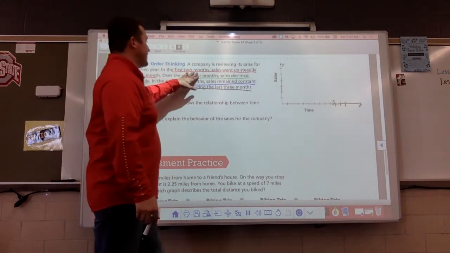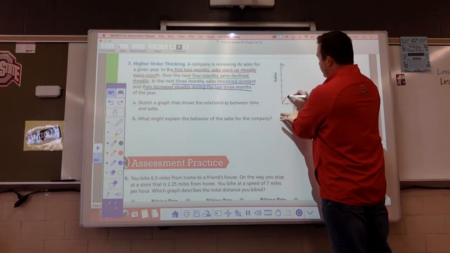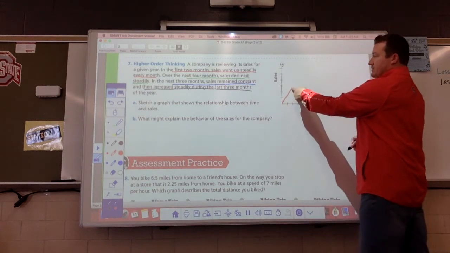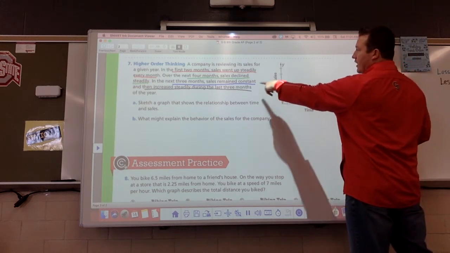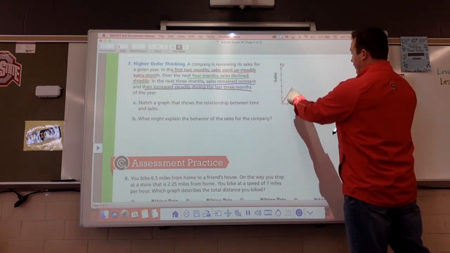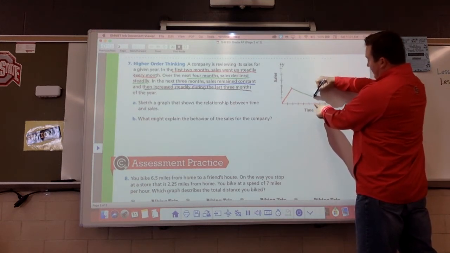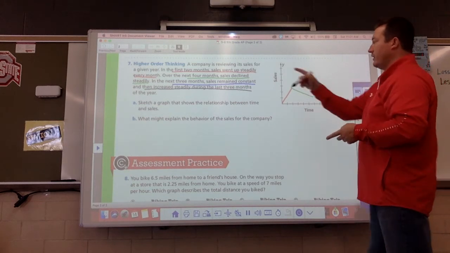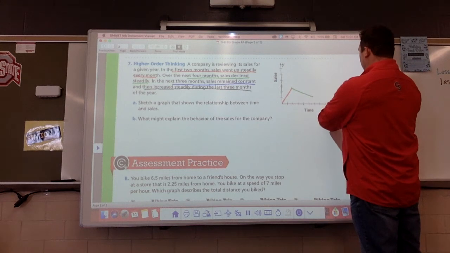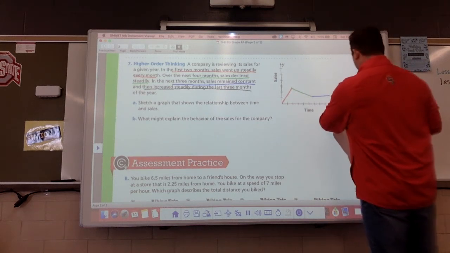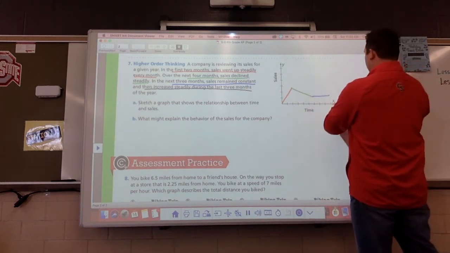In the first 2 months, sales went up steadily, okay? So here's 1 month, 2 months. So sales go up steadily for 2 months. Then in the next 4, they declined steadily. So from 1, 2, 3, over the next 4 months, they declined steadily. All right. The next 3, we were constant. So 1, 2, 3. Sales are constant. And then they increased steadily during the last 1, 2, 3 months.